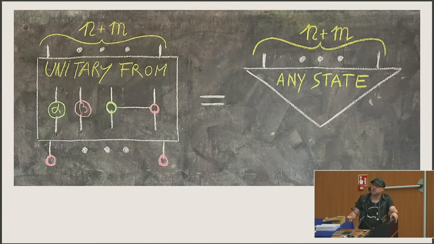So these are the zero states. I apply an arbitrary unitary to the zero states, so I can get an arbitrary state, of course. If I've got arbitrary unitaries, I apply them to zero, I can send these zeros to any state I want, if I can pick the unitary freely.